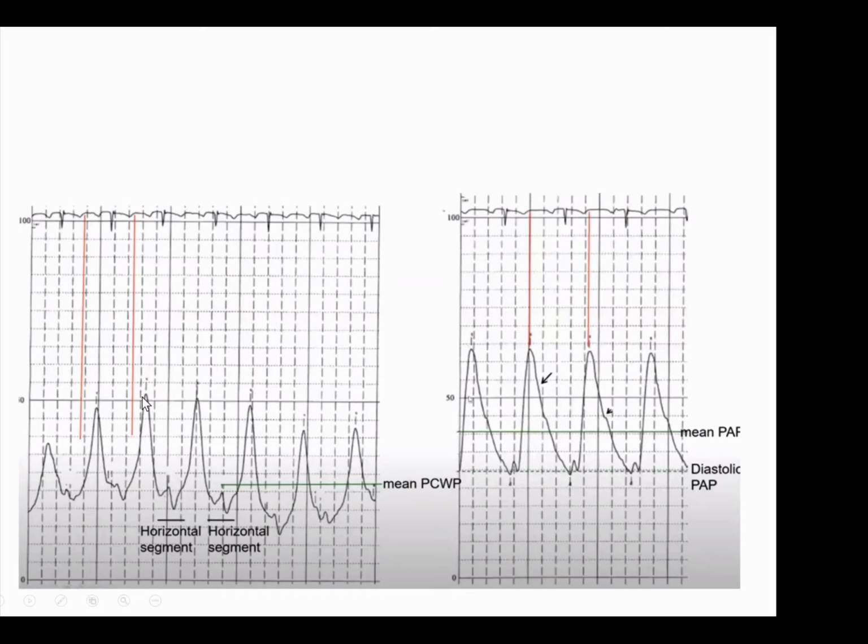It is very rapid. And this is the PA pressure trace. How is the downstroke of this pressure? It is slow. It is a slow downstroke. So if the pressure is peaking after the T wave and the downstroke is very rapid, then it is an atrial pressure trace. So this is the prominent V wave of the PCWP.